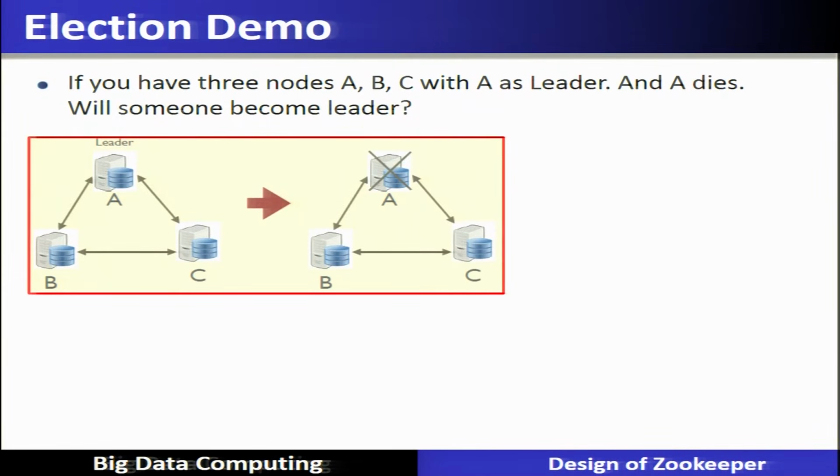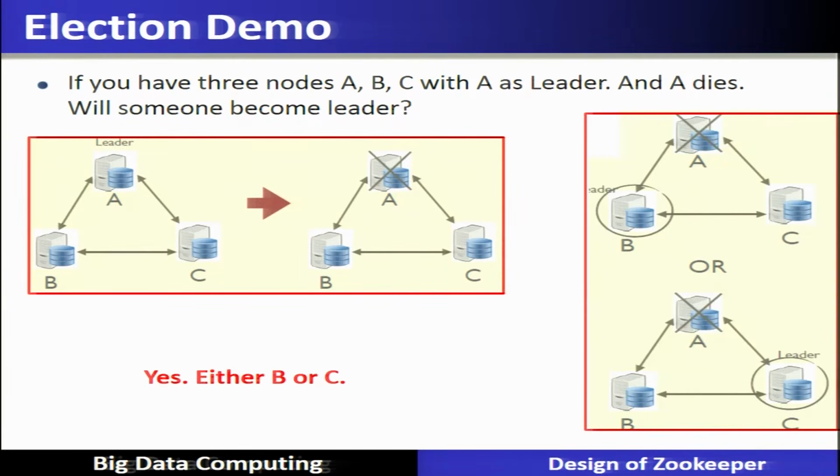Let us see the election process demonstration in Zookeeper. Now, if you have three nodes A, B, C with leader elected as node A, shown on the left side of the diagram, and if A dies, will someone become the leader? Someone, that is the remaining B and C, will become the leader. So, if A dies, then B and C, which is 2 out of 3, is the majority. So, the majority survives, hence out of B and C, one will be elected as the leader.